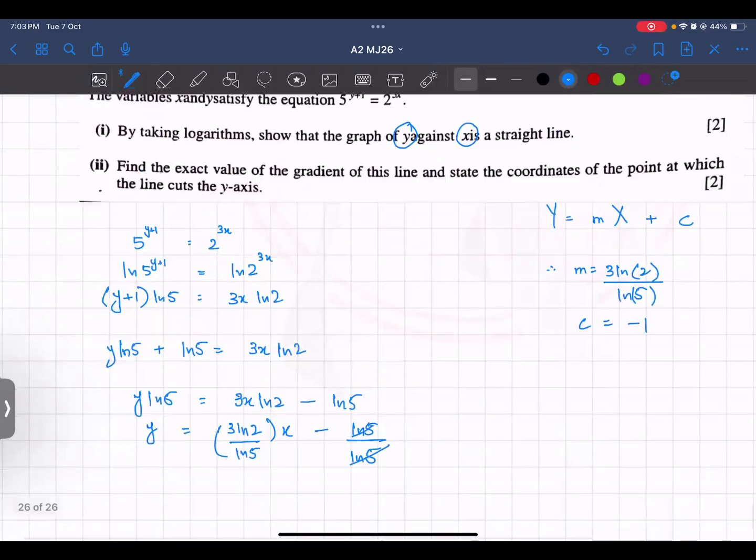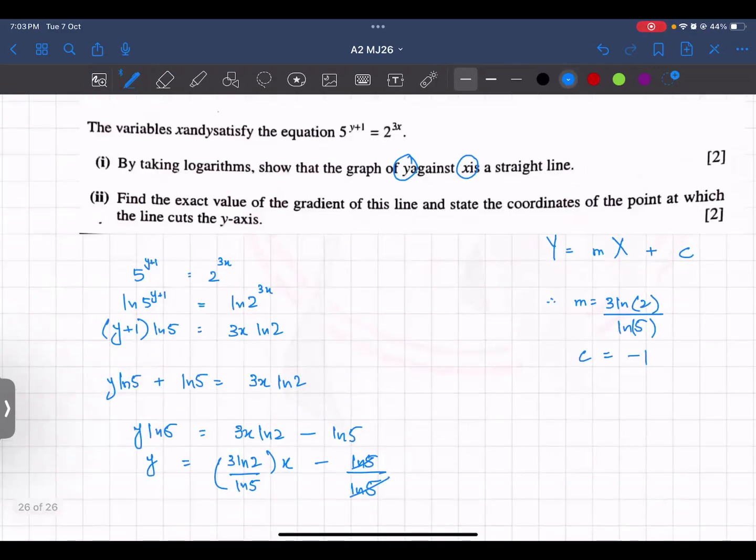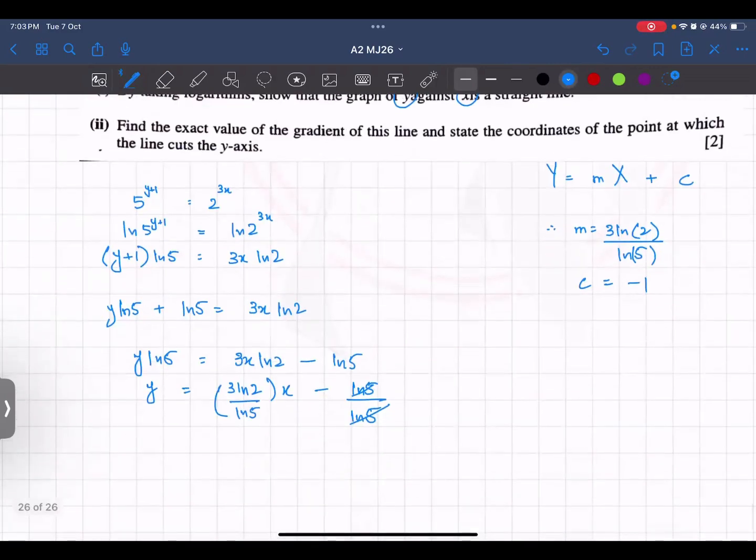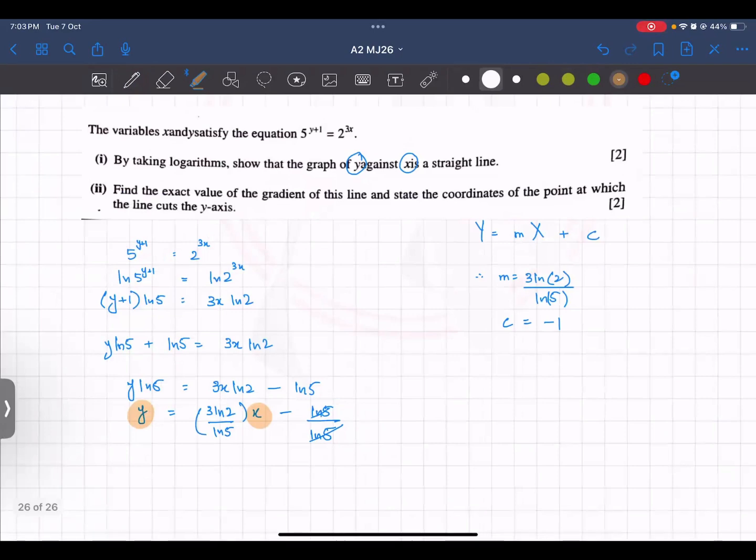Y-intercept is minus 1. And then you can see that it is in the form y is equal to mx plus c. If you make your graph of y against x, you will get a straight line because it is in that form, y is equal to mx plus c. You don't have to change the axis. So that's why y against x will be a straight line. Then find the exact value of the gradient of this line. So we have found the exact value of the gradient of the line. It is this one.